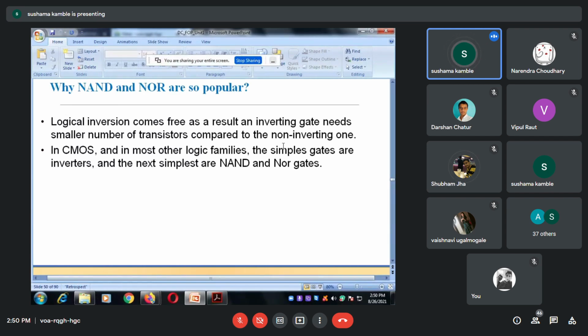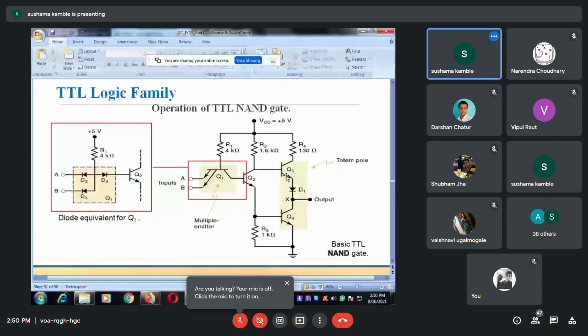Non-inverting gates need more transistors as compared to the inverting ones. So that's why NAND gate is used in more popular ways. You have to study this operation of the TTL NAND gate, how the NAND gate works. All of you know the IC. What is the IC number for NAND gate?